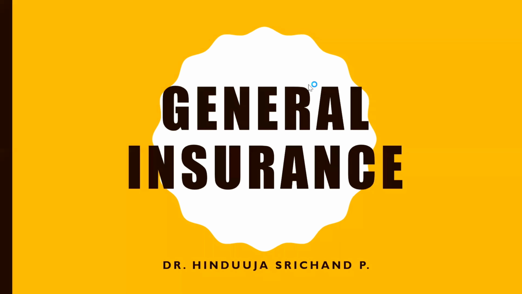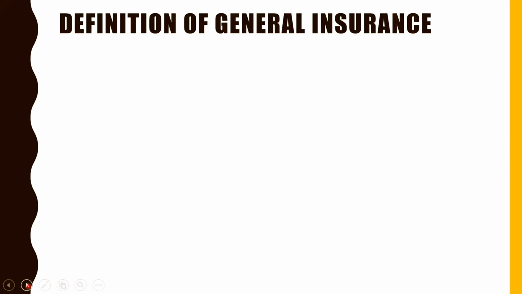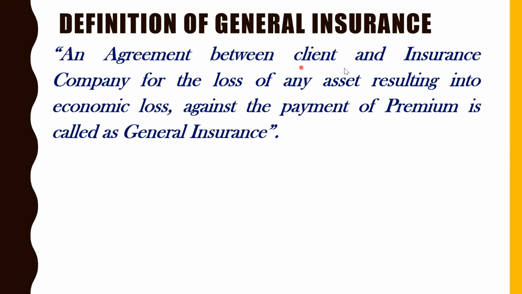Now let us understand the definition of general insurance. General insurance is an agreement between a client and the insurance company for the loss of any asset resulting in economic loss, against the payment of premium. So here the client, the person who wants to get his property secured, wants to get insurance from the insurance company. He is the client who is getting the insurance company's promise that if anything happens or there is any kind of loss of asset, it will be borne by the insurance company. And against that promise, the insurance company wants the payment of insurance premium.